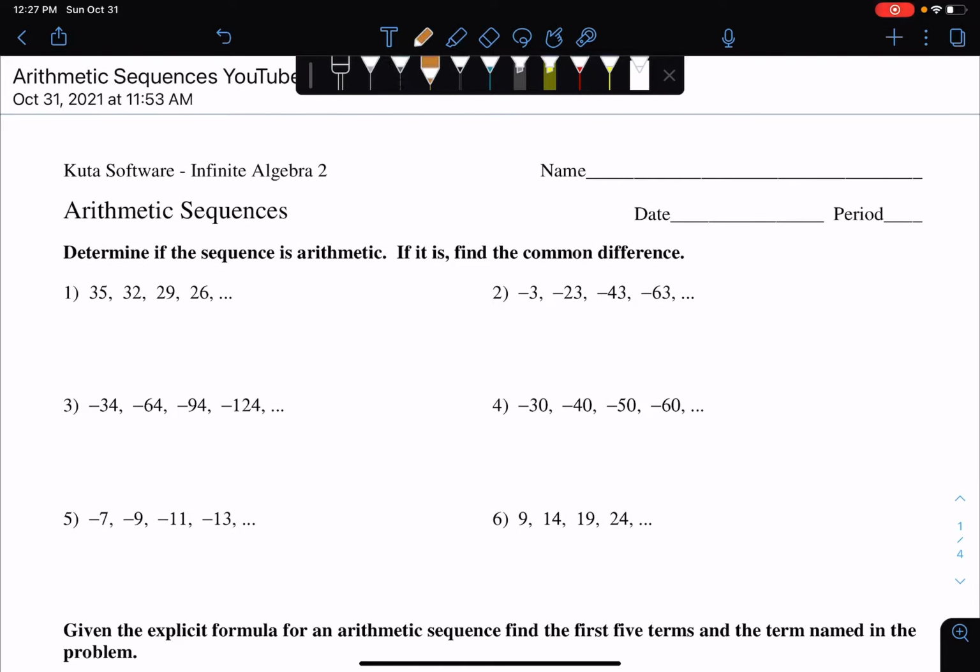For test 1, determine if the sequence is arithmetic. If it is, find the common difference. So, for number 1, we can see that the common difference, which is the interval in between numbers, from 35 to 32, the difference is positive 3. 32 to 29, it's also positive 3. For 29 to 26, it's also positive 3. We can see that there is a pattern. The common difference value is uniform. So we can say that this sequence is arithmetic.